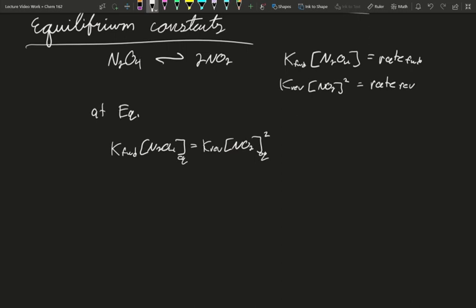Well, we can reorganize this a little bit. Let's get the concentrations on one side and the K values on the other. So K forward divided by K reverse must equal the NO2 squared over the N2O4. What we find is that at equilibrium, the ratio of our products and our reactants is equal to a constant, which is the ratio of our K values forward and reverse.